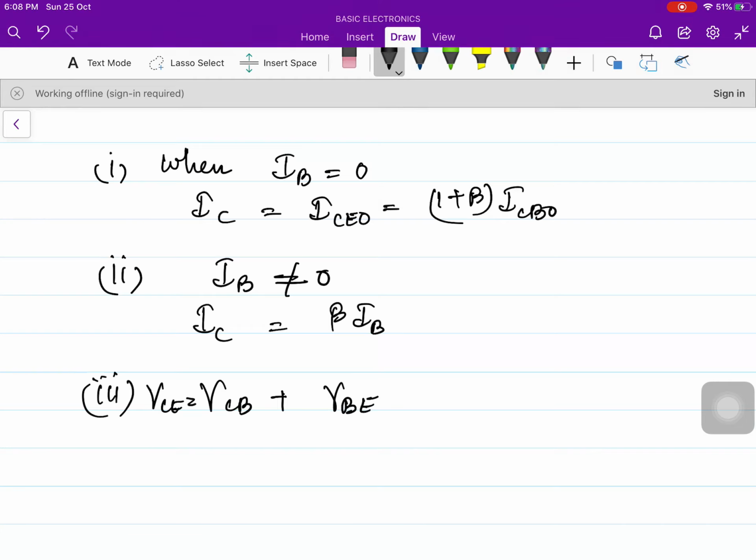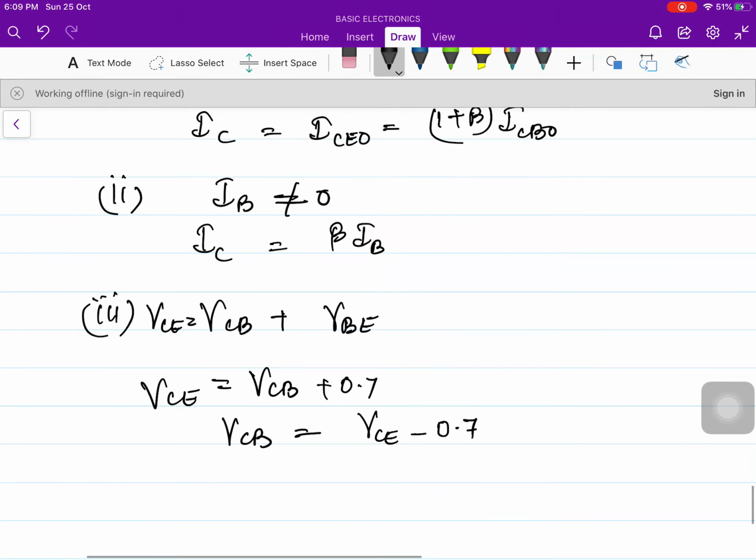You can look at the circuit diagram and easily break VCE into two parts: the voltage between collector and base, and the voltage between base and emitter. So it will come out to be VCB plus 0.7. Now if I calculate VCB from here, it is VCE minus 0.7. That means if you want to see the saturation part, you have to make the collector base junction forward. Previously the collector base junction was reverse, so you need to revert the battery. For reverting the battery, you need to make VCB negative.